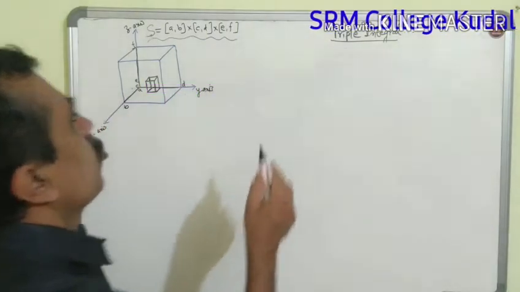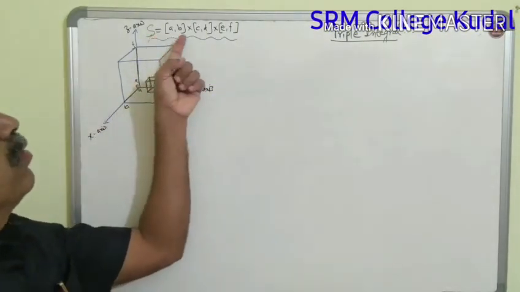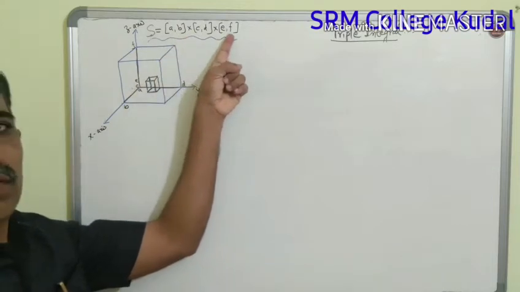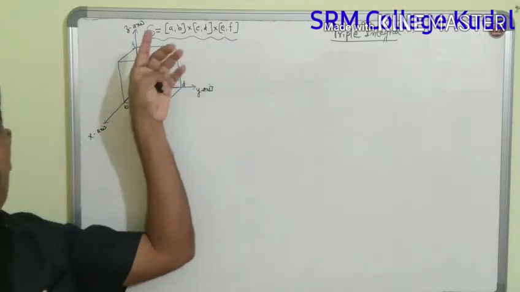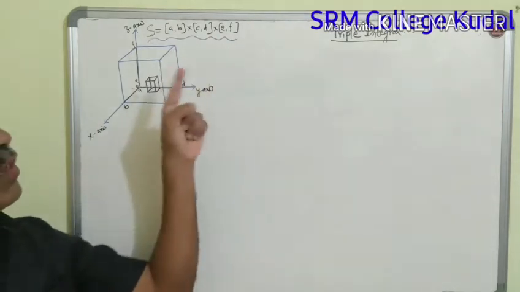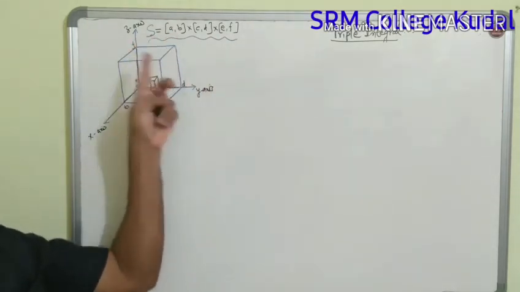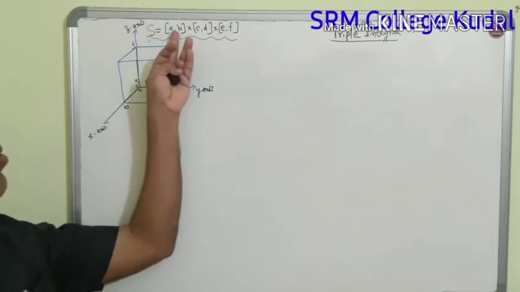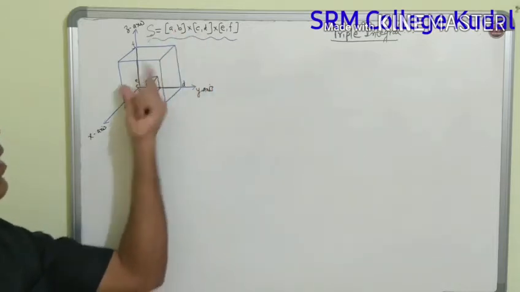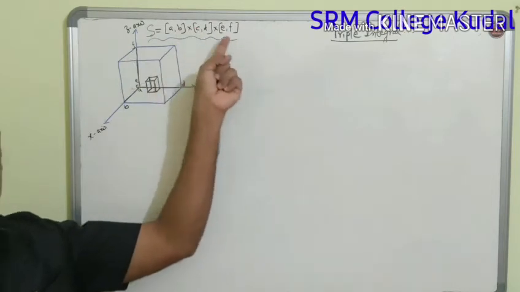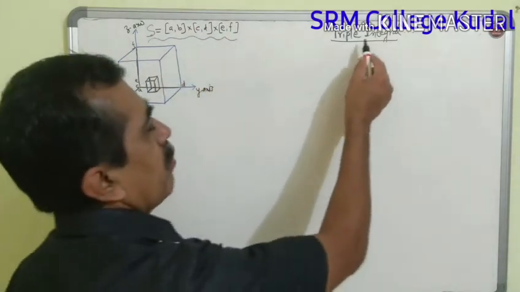Suppose S is the cuboid AB cross CD cross EF. It is also called a rectangular box in R3, which is the set of all points (x, y, z) in R3 such that x belongs to AB, y belongs to CD, and z belongs to EF. Now here we will consider how to define the triple integral.